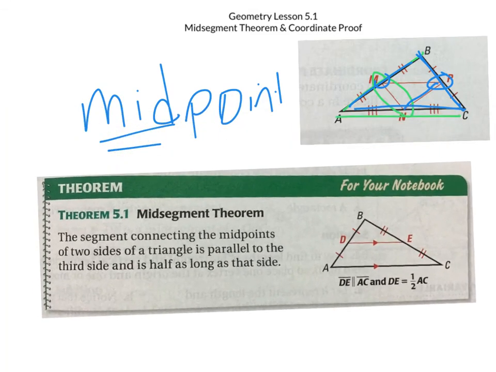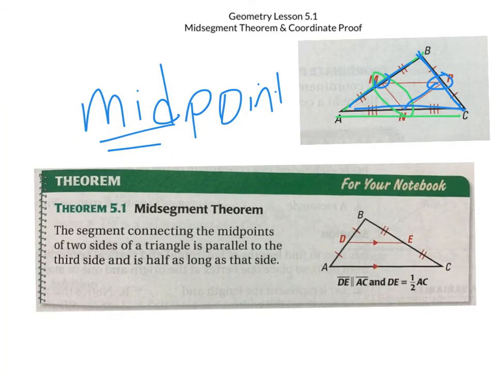So for instance, Theorem 5.1 is the midsegment theorem. Make sure that's in your journals. The segment connecting the midpoints of two sides of a triangle is parallel to the third side. So in this case, this midsegment, since it's connecting this side to this side, is parallel to this bottom side. And the mathematical side of it, it is half as long as that side.